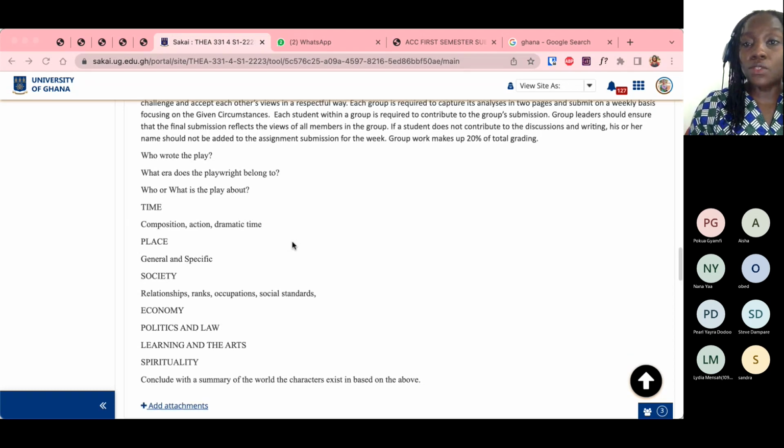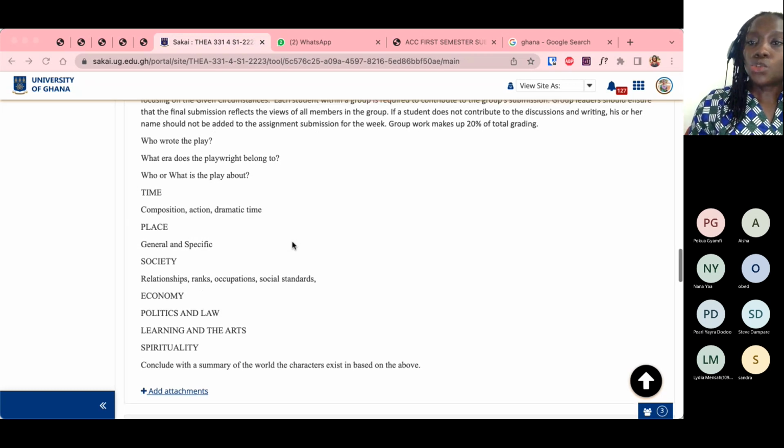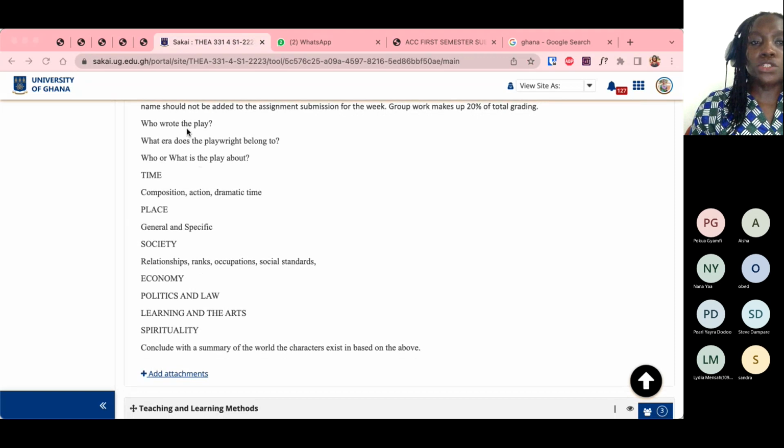If a student does not contribute to the discussions and writing, his or her name should not be added to the assignment in question when submitting for the week. Group work makes up 20% of total grading. So for the group work, these are the questions that should guide your analysis.